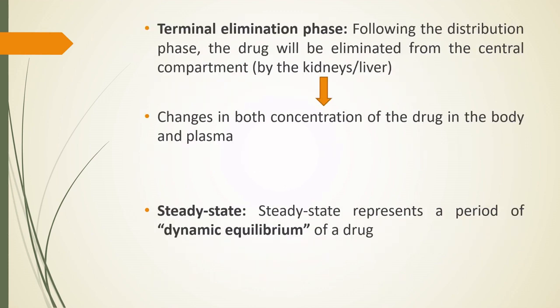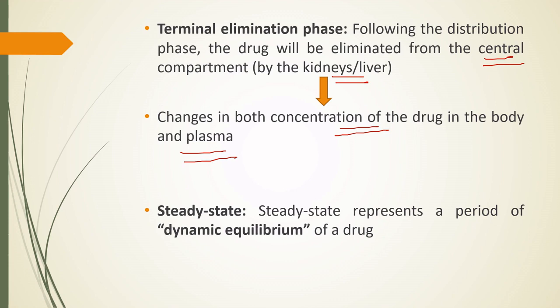Followed by that, there will be a terminal elimination phase. In that phase, after the drug has been distributed, the drug will now be eliminated from the central compartment. And this elimination will be done either by the kidneys or by the liver. Now, after the elimination phase, there will be changes in both the concentration of the drug in the body as well as in the plasma.